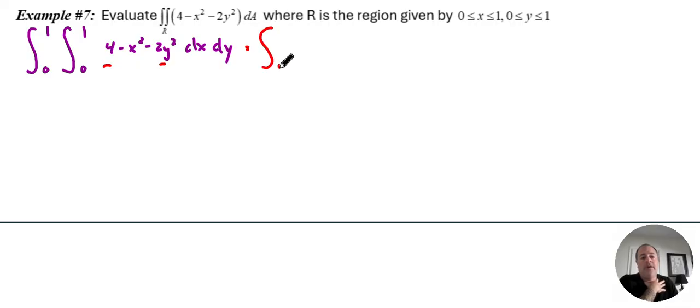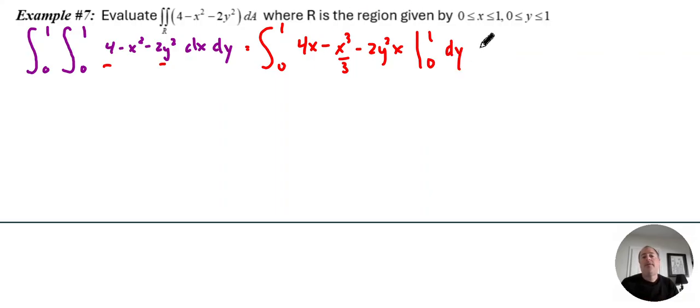So when I do the integration from 0 to 1, I will do a 4x. I will do our boring old x cubed over 3 for the integration of x squared, and then negative 2y squared x. And then I'm going to evaluate this from 0 to 1 with my dy. Okay, so all I'm going to do here is start plugging in 1 to keep this pretty straightforward. So we have our 0 and we have our 1. I get a 4 minus 1/3 minus 2y squared dy.